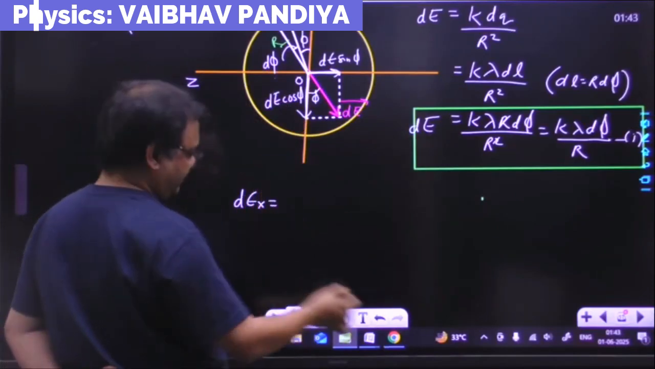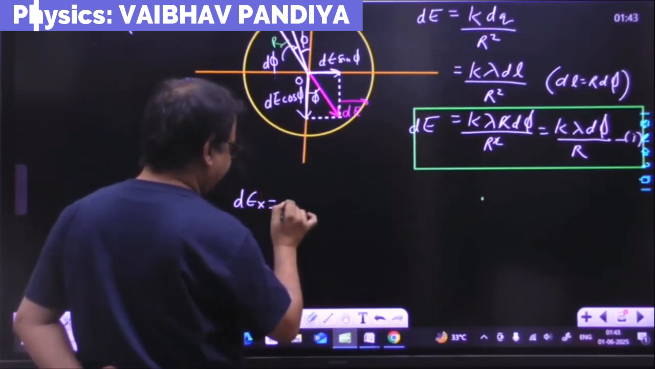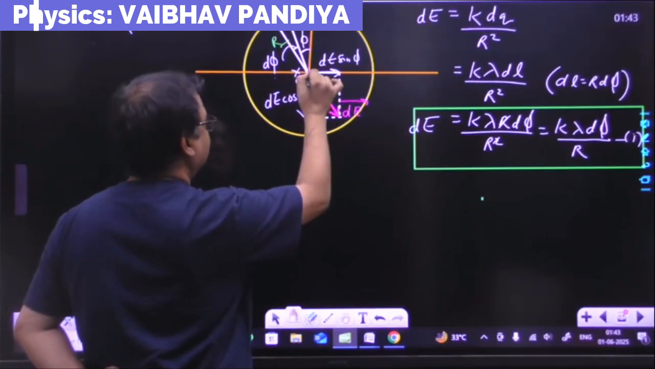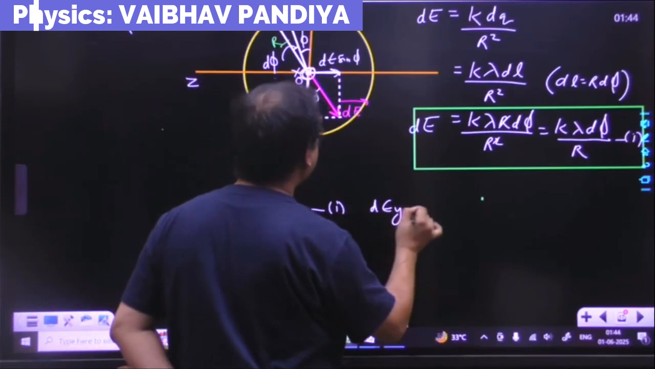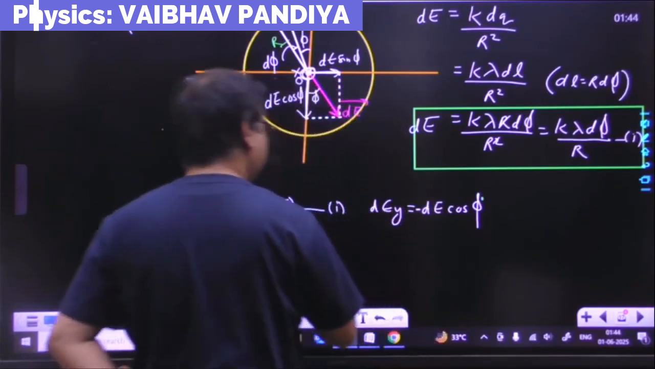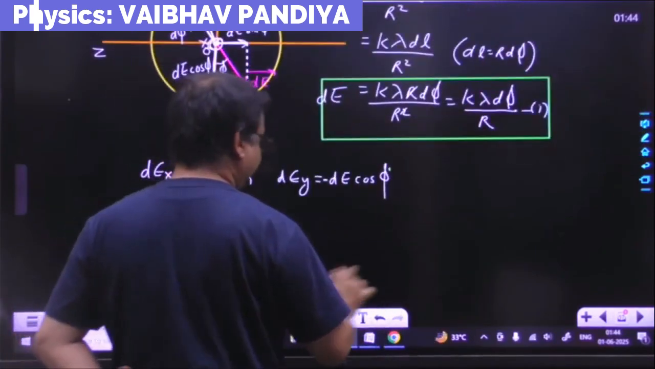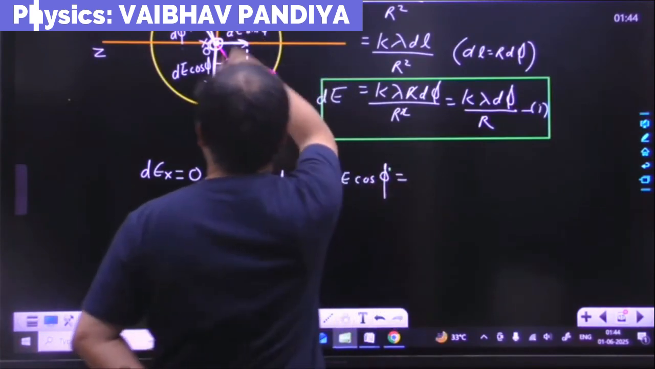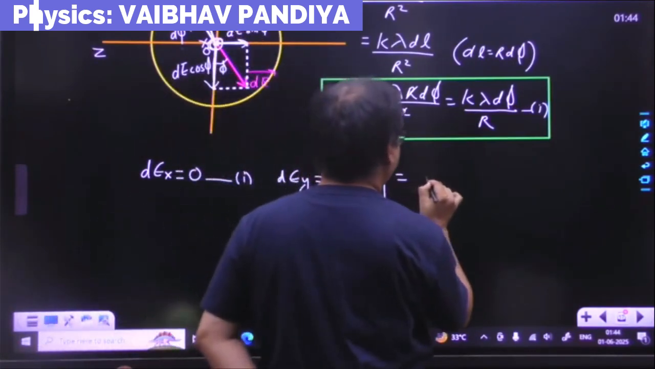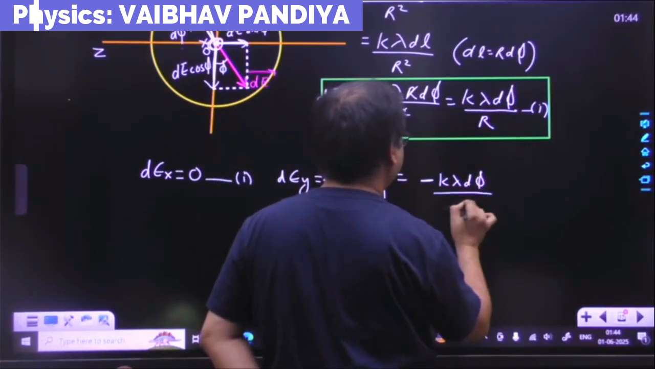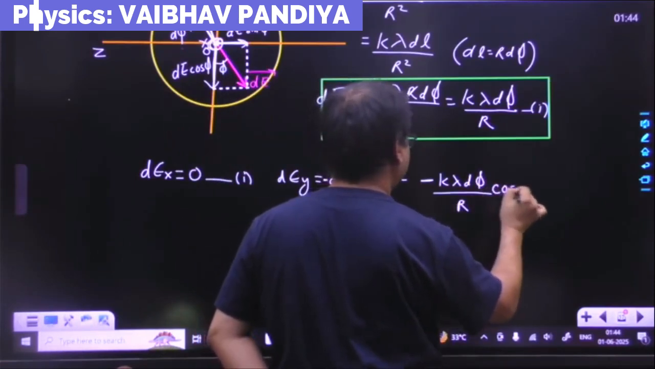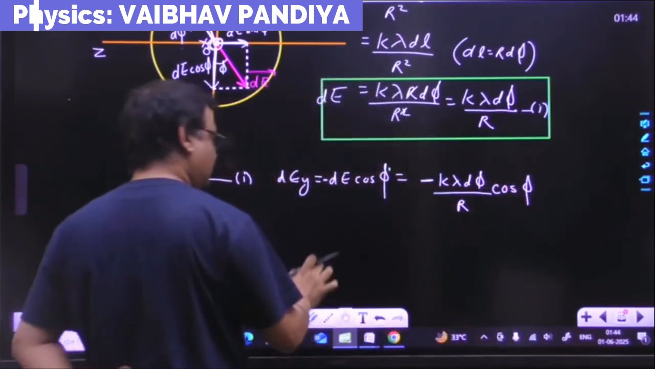The component of dEx is 0 because the x-axis is perpendicular to the plane of paper. There is no component. What is your dEy? On the y-axis we have dE cos phi, where phi is the azimuthal angle, and with a negative sign because it is pointing downward. So I will have minus k lambda d phi by r cos phi, correct?